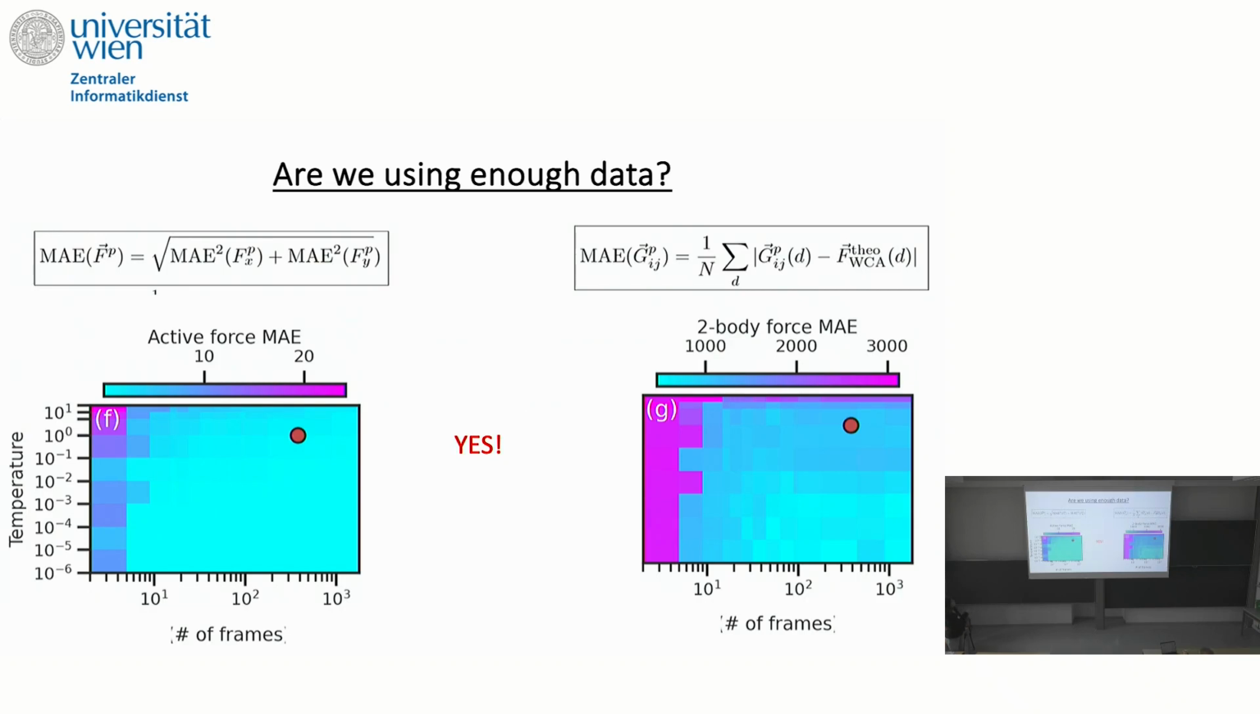We compute the mean absolute error for the active force and for the two-body force. Here, basically, the bluer the color, the smaller the error. Here, we are plotting the mean absolute error when we varied either the temperature or the number of frames, and actually, both for the active force and for the two-body force, whatever we measured was somewhere here.